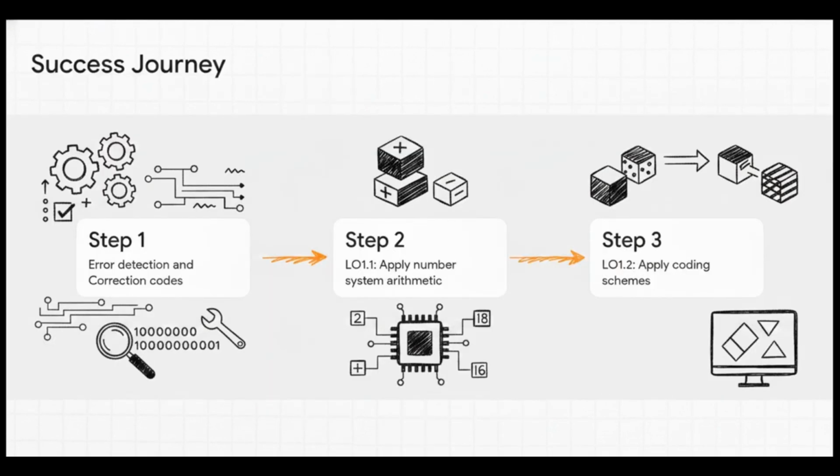So, let's walk through this final journey to see what your success actually looks like. Step 1 is conquering that self-learning topic on error correction. Step 2 is mastering number system arithmetic so you can truly appreciate its role. And finally, Step 3 is successfully applying these fundamental coding schemes to real data representation. Nailing these 3 steps means you have completely conquered the master plan laid out in this syllabus.